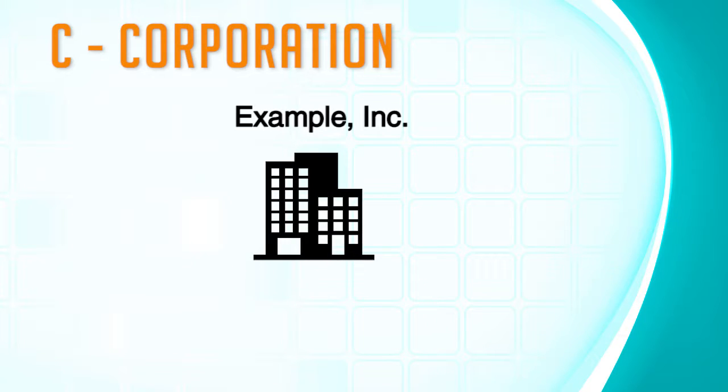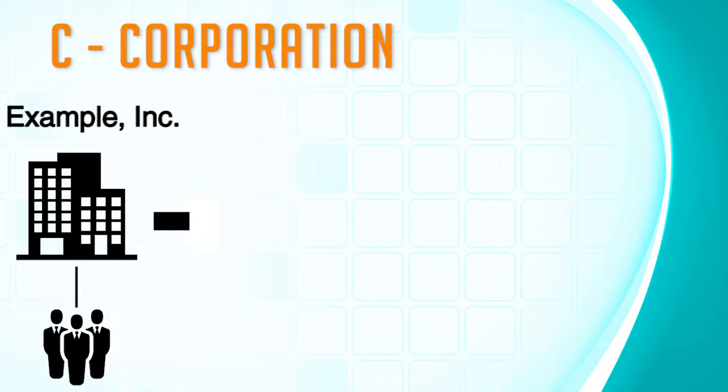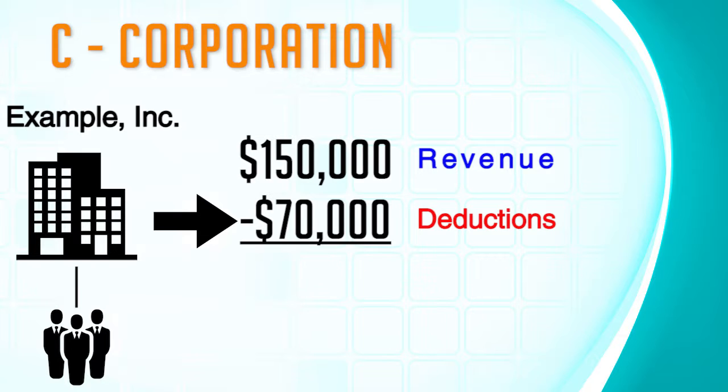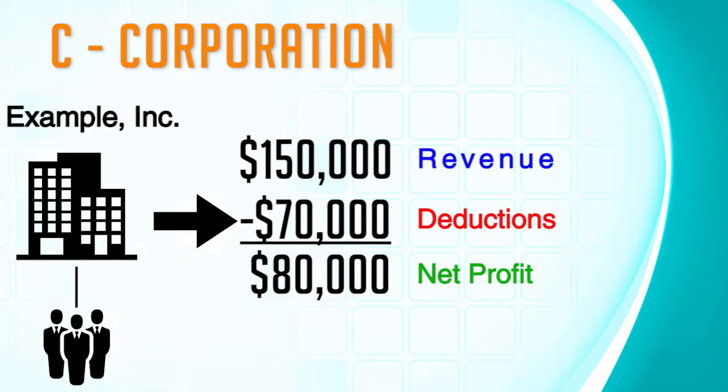We're going to talk about how this works by using an example. In fact, let's start off with a C corporation. Let's say we start a C corporation and we name it Example Inc. Example Inc. has 3 business owners and at the end of the year has brought in a revenue of $150,000. And after deductions, which are expenses used to reduce taxable income, discussed later in our next lesson, we have a net income of $80,000 for the year.